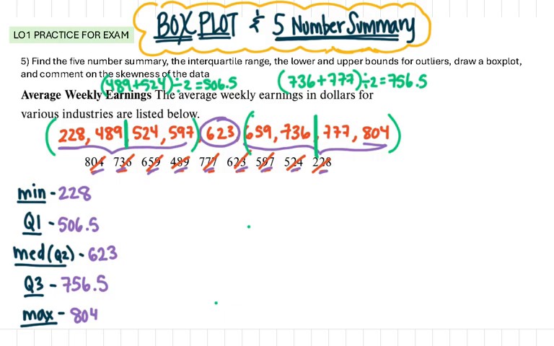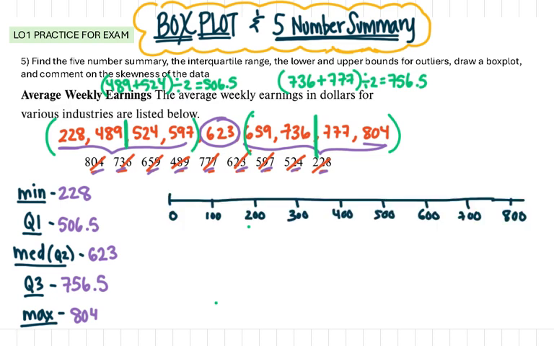And let me draw the box plot using the 5-number summary. So what I'll do is one by one, put dots on the number line where all 5 of those significant numbers are. So the minimum is 228, that's right about there. Then Q1 is 506, that's right about there. Q2 is 623, that's right about there. Q3 is 756, it's right about there. And the max is 804.